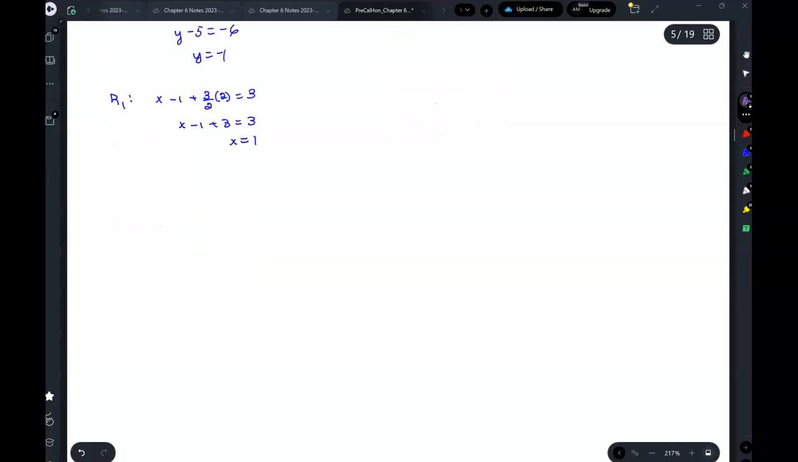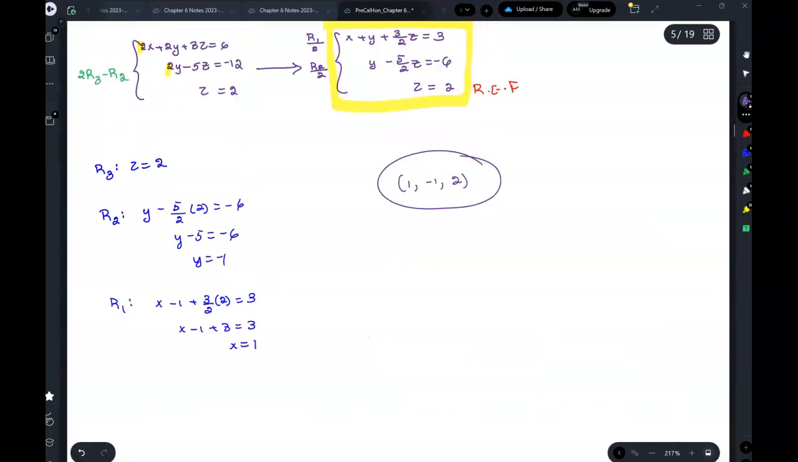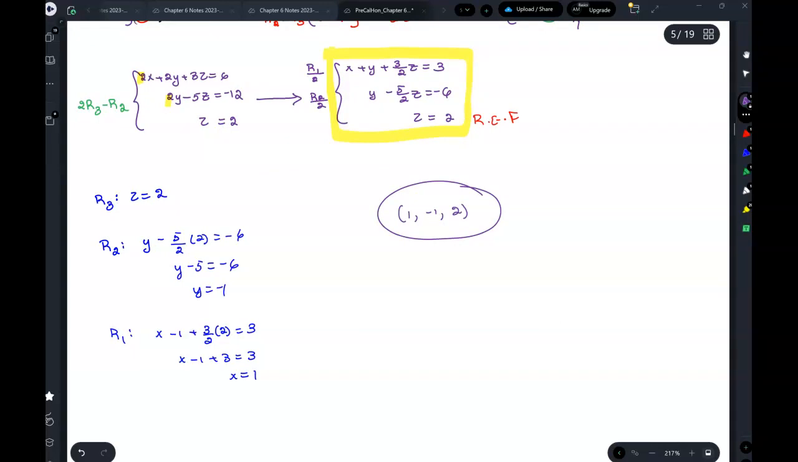Okay, let's move on to matrices. Oh, yep. Okay.